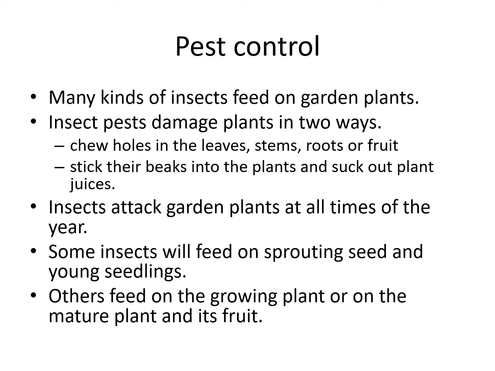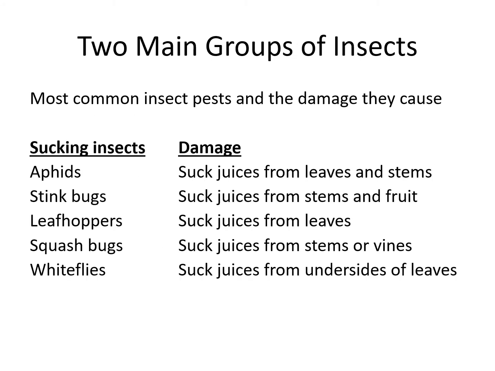Insects attack garden plants all year. If the plant's growing, you have a chance of insects attacking your plants. Some insects are going to feed on the sprouting seeds, some on the young seedlings, others are going to feed on the more mature plants or the fruit when it starts developing. Here's some of the most common ones, and these are sucking insects.